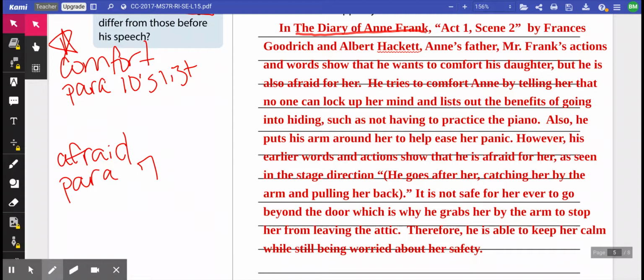However, his earlier words and actions show that he is afraid for her as seen in the stage directions. He goes after her, catching her by the arm and pulling her back. It is not safe for her to ever go beyond the door, which is why he grabs her by the arm to stop her from leaving the attic. Therefore, he is able to keep her calm while still being worried about her safety.